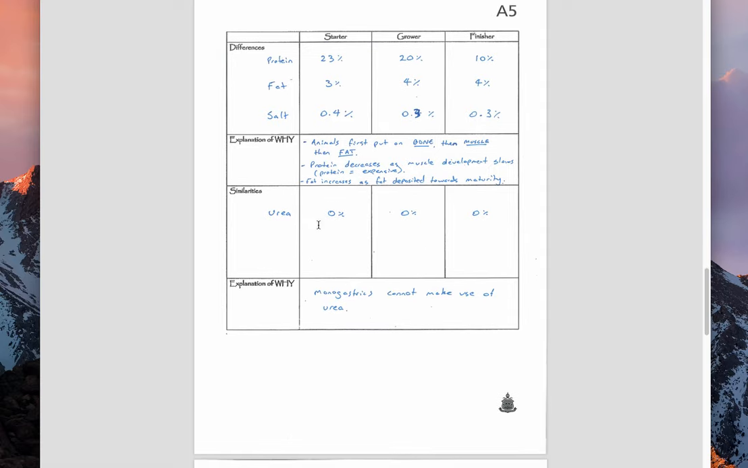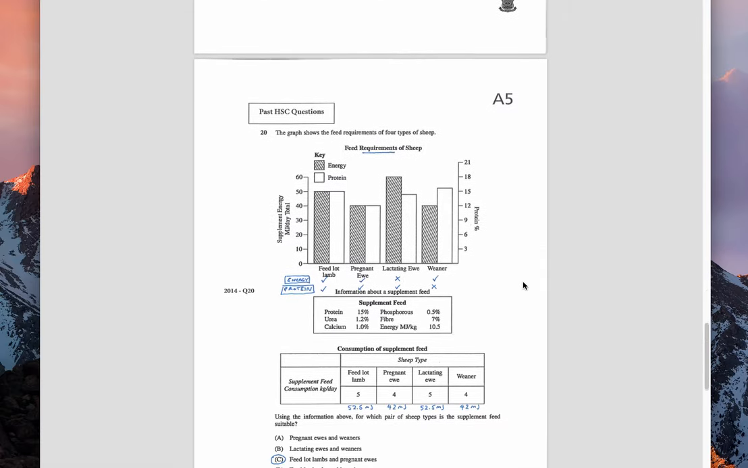So urea is one of the things that stays the same. There's none of it in there. It's listed on the label, but it's none in there. And part of the reason is because it's not used by monogastrics, only ruminants.